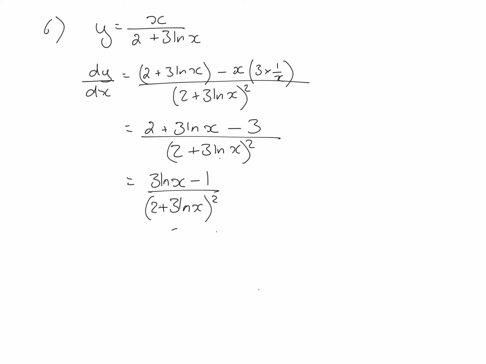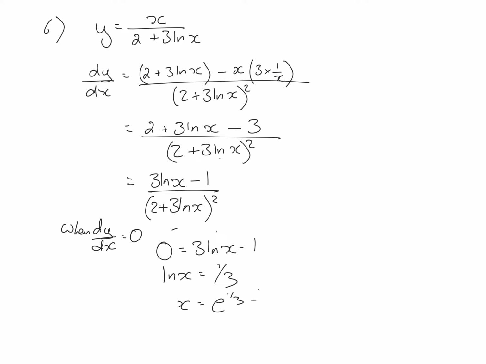Hence, find the exact coordinates of the stationary point. So when dy by dx equals 0, we just need the top bit equaling 0, so we have 0 equals 3 ln x minus 1, so ln x equals a third, so x equals e to the third, and that's our answer in exact form.